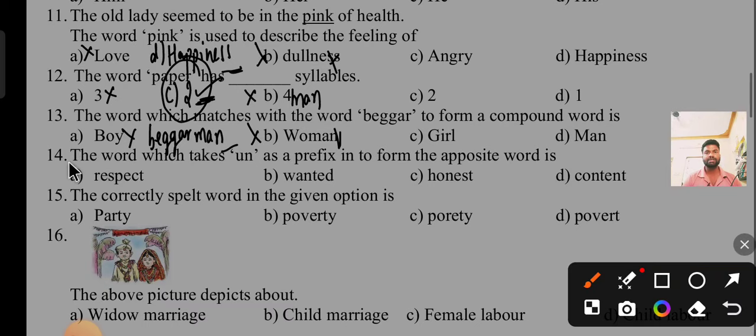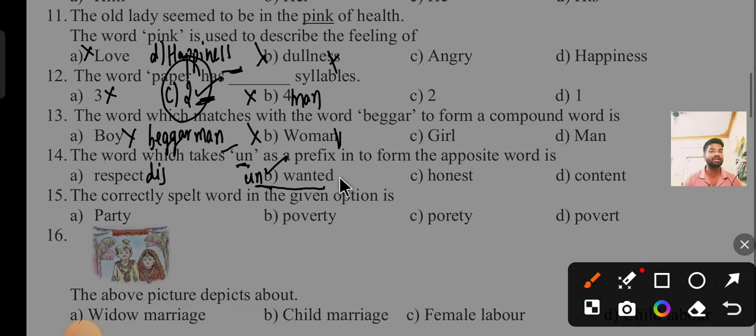Okay, next, 14th question: the word which takes un as a prefix to form the opposite word is. There is a prefix un. Which one will we take? Unrespect doesn't come, it comes as disrespect. Wanted, unwanted, it definitely comes. I think it is the right answer. Honest, unhonest doesn't come. C is wrong. Content, discontent, that is also wrong. Only unwanted is the right prefix answer here.